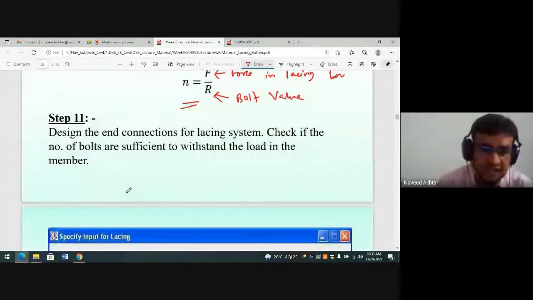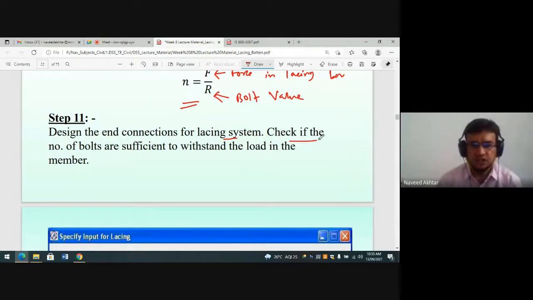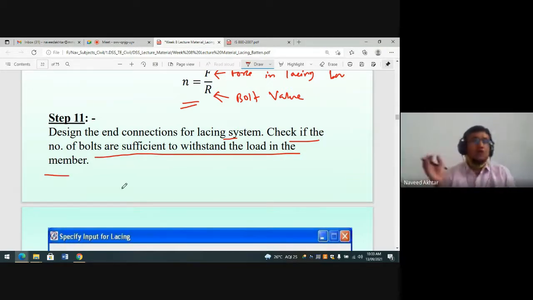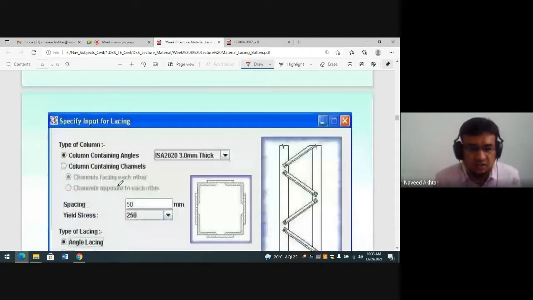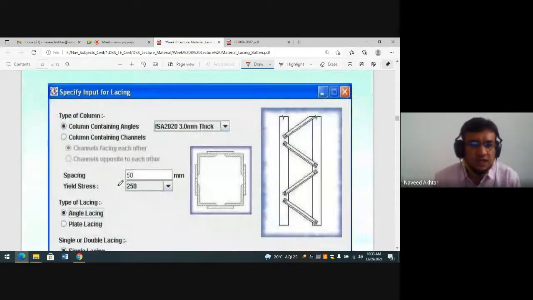Then you have to design the end connection for the lacing system. Check if the number of bolts is sufficient to withstand the loading on the member. So we have found the number of bolts, but the bolts must fit in the member, and secondly it should be sufficient to take that much load.